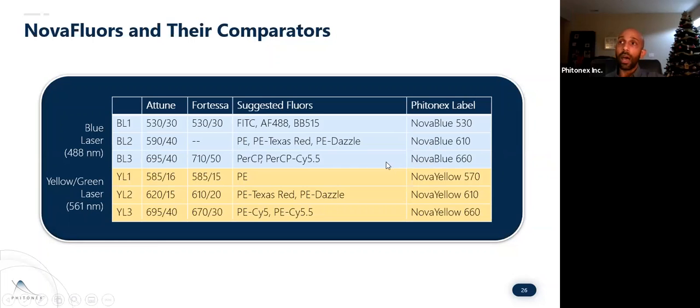At the same time, if you're trying to use PerCP and PerCP Sci 5.5, you can theoretically use them alongside PE Sci 5 and PE Sci 5.5, but because of the cross-excitation and large amount of spread, using these fluors together is pretty difficult. Whereas if you were to just switch out to NovaBlue 660 and NovaYellow 660, those problems would be eliminated.